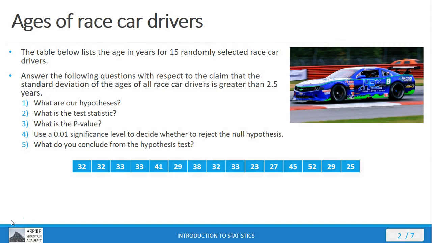Alright, so we're back here to this example problem of the age of race car drivers. Everything's the same as we saw before. The only difference now is that the claim is that the standard deviation of the ages of all race car drivers is greater than 2.5.